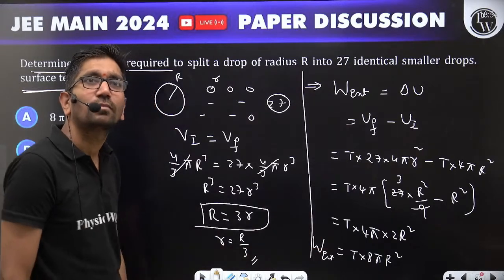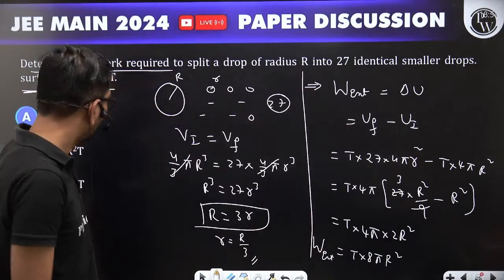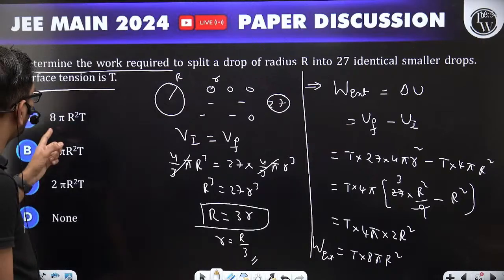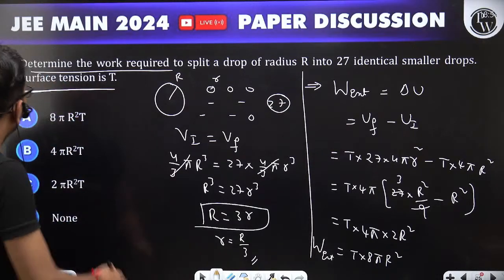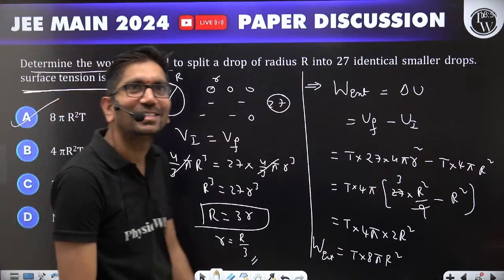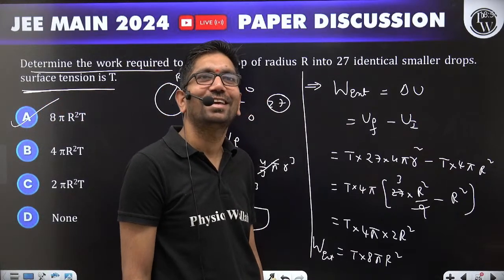Is it clear? So finally it is 8 pi R squared into T. Option A is the correct answer.